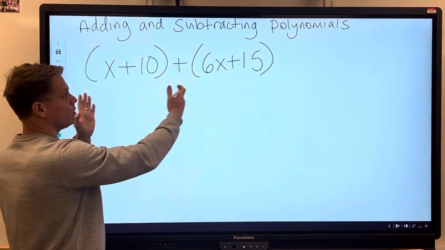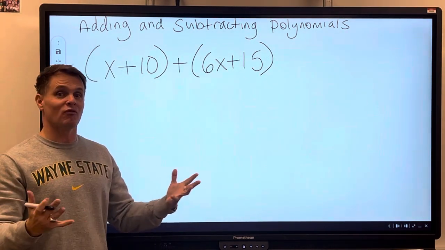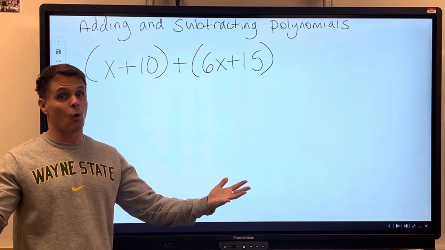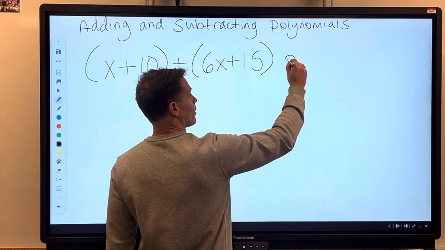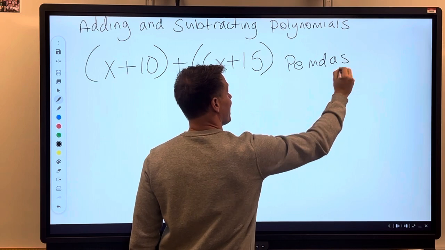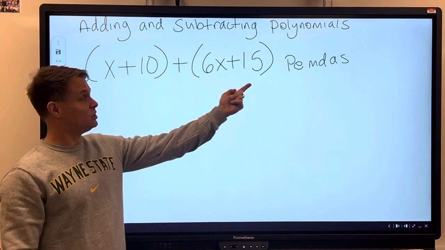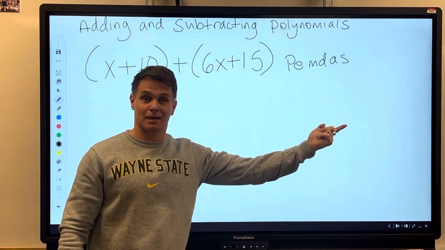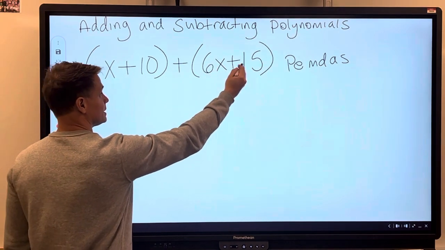Anytime we have polynomials, or we could even call this an expression, in order to simplify it, do all the adding, subtracting, multiplying, and dividing that we need to do, we need to follow the order of operations: parentheses, exponents, multiply, divide, add, and subtract. There's nothing we can do in parentheses. They're not like terms. There's no exponents, no multiplying, no dividing. There is adding. So the adding that we're going to do is x plus 10 plus 6x plus 15.